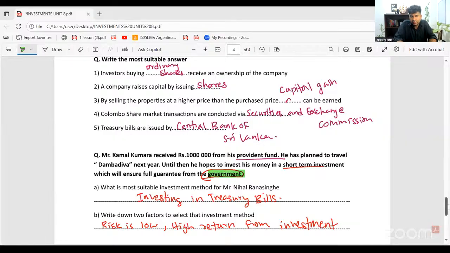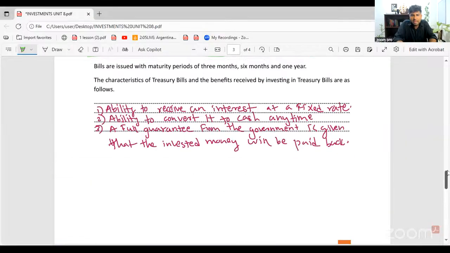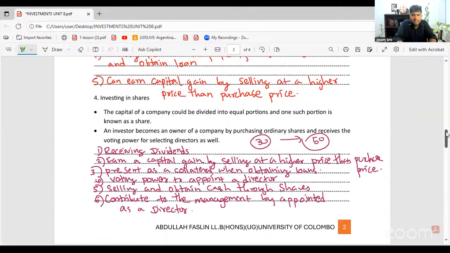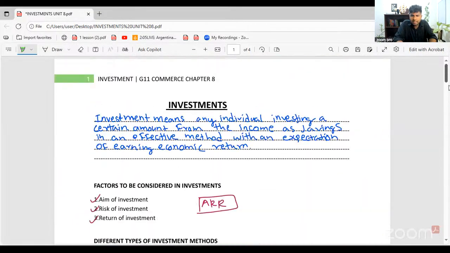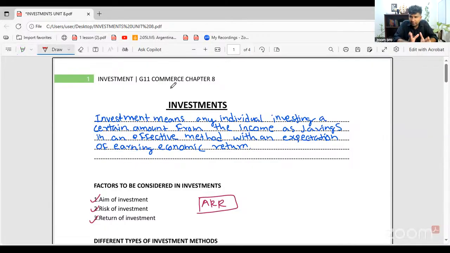Right. Then, we are done with this unit number 8 theory. As I told you, not a very difficult chapter. All right. We are done with the unit number 8 theory, investments. Here you have to understand only savings, fixed deposit. Already we discussed that in unit number 1, purchasing property, treasury bill and shares. Did you all understand? Not a very difficult lesson.